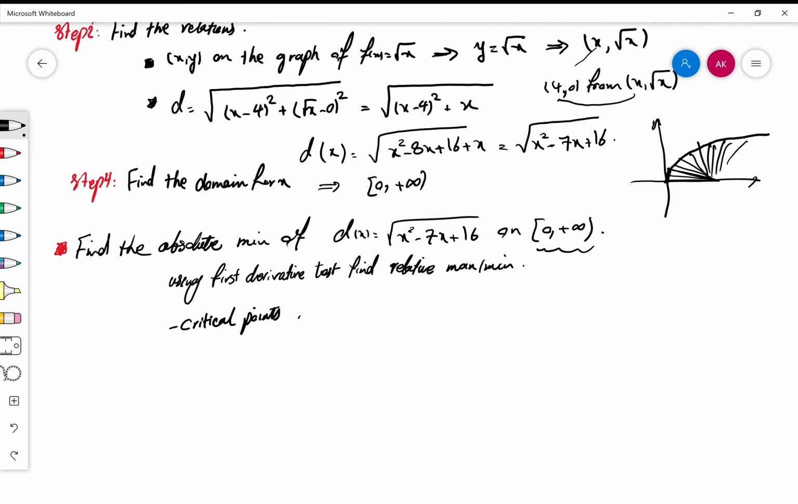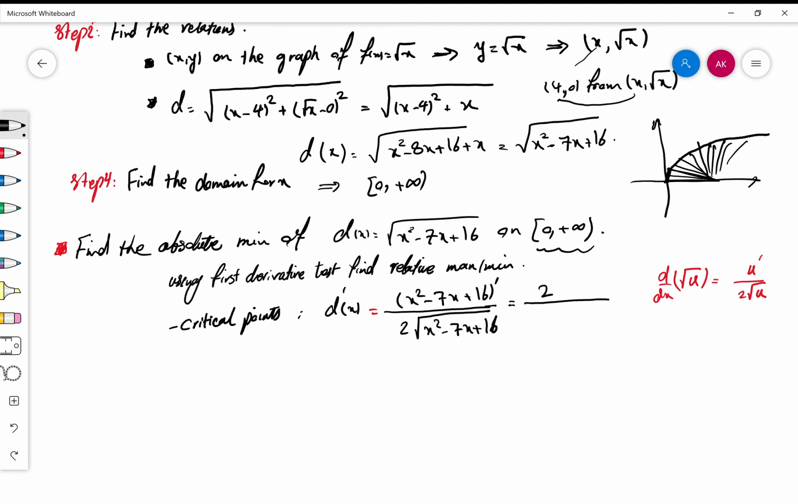Critical points means that we have to find the derivative of d. Something that might be useful here is that if you have the square root of something, u, and you want to find its derivative with respect to x, it will be u prime over 2 root u. So in this case, that will give me the derivative of x squared minus 7x plus 16 over 2 root x squared minus 7x plus 16. And that gives me 2x minus 7 over 2 root x squared minus 7x plus 16.